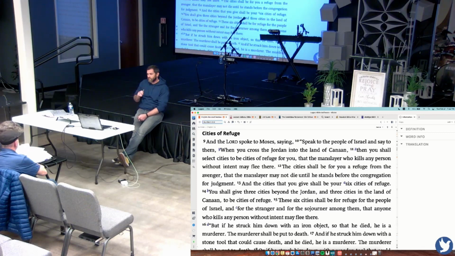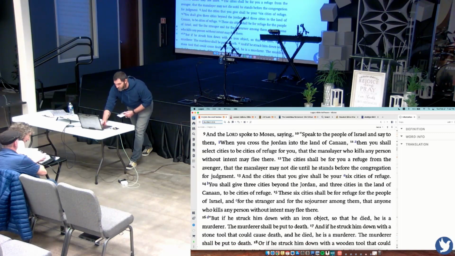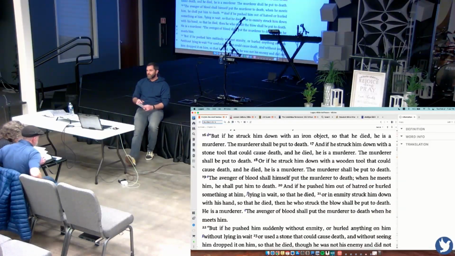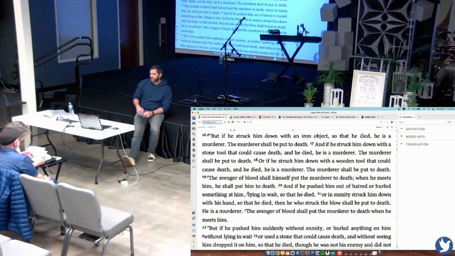You have 6 cities, 3 on one side of the Jordan and 3 on the other side of the Jordan, and these 6 cities shall be refuge for the people of Israel and for the stranger and for the sojourner, so this is Jews and Gentiles, that anyone who kills any person without intent may flee there. But if he struck him down with an iron object and he died, he's a murderer. The murderer will be put to death. If he struck him down with a stone tool, same thing. With a wooden tool, same thing. Murderers are put to death.